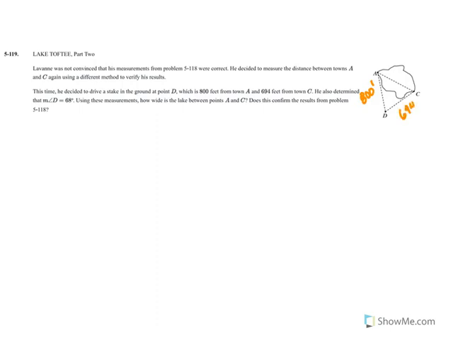Ooh, this is a little different. He also determined that the measure of angle D is 68 degrees. Using these measurements, how wide is the lake between A and C? So this is going to be D now. We're going to use law of sines for this. Go ahead and pause, try this on your own, and then when you come back, we're going to check our answers together.